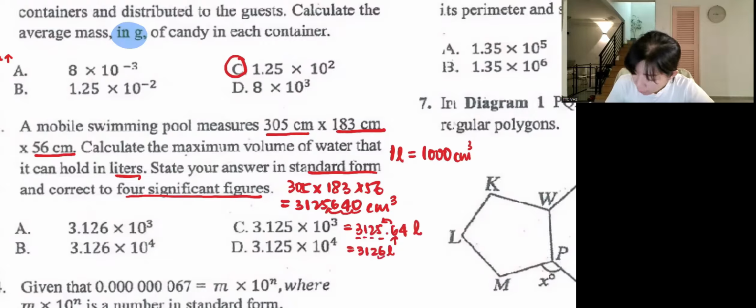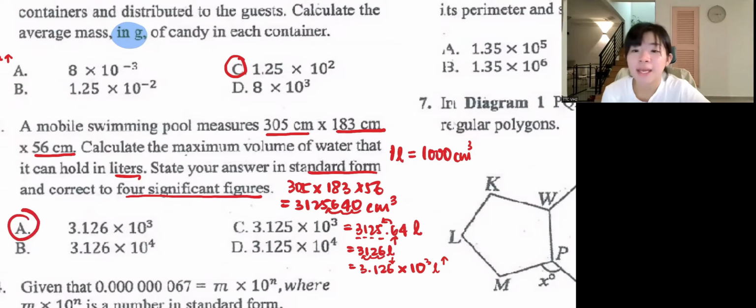Bentuk piawai. 1, 2, 3. 3.126 times 10 to the power of. So you move 3 places. Okay, the number becomes smaller, from 3,000 becomes 3.126. Smaller. The power becomes bigger. Positive. So the answer is A. Answer is A.